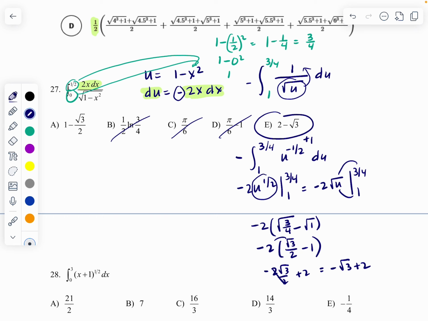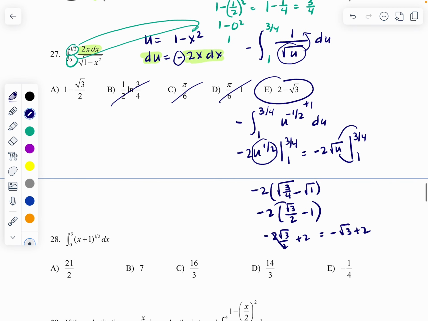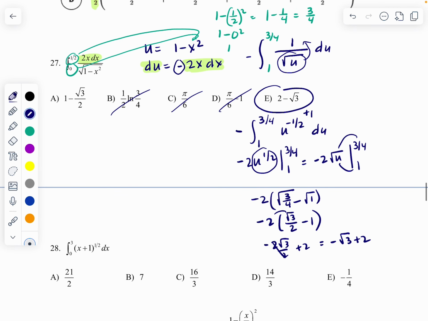All right, so there is those 2 pages. So I actually did page 5 and 6 for you guys tonight. All right, I hope that helps, and I'll see you guys tomorrow.